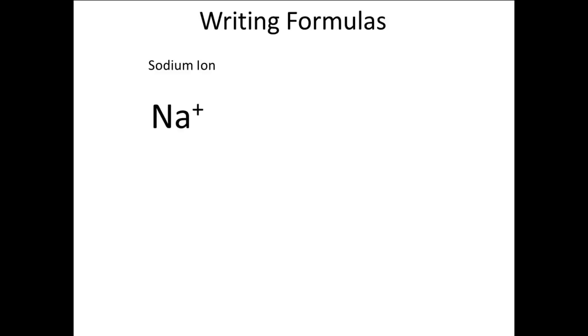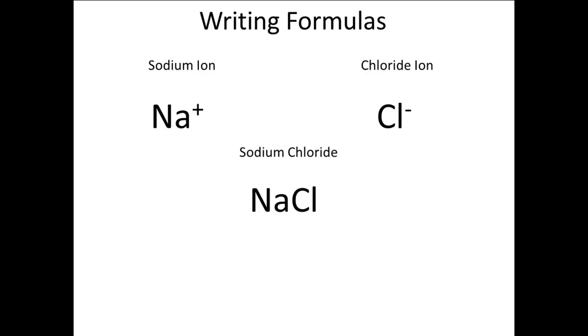Sodium ion is Na+, and the chloride ion is Cl-. If I want a compound made of these two ions, then I need only take one of each ion. So the formula of the compound would be NaCl. In terms of charges, we have 1 plus 1 minus equals 0.